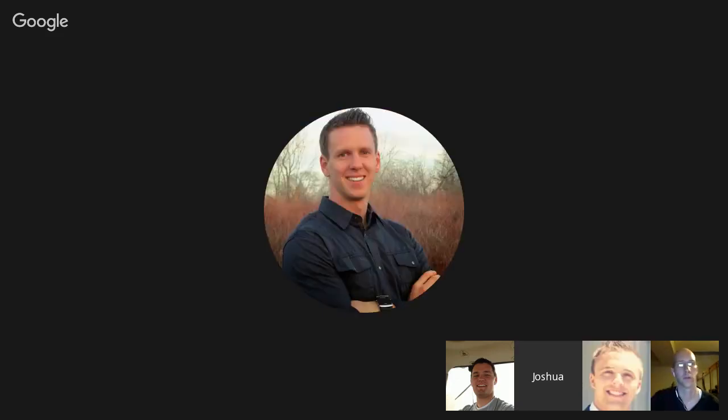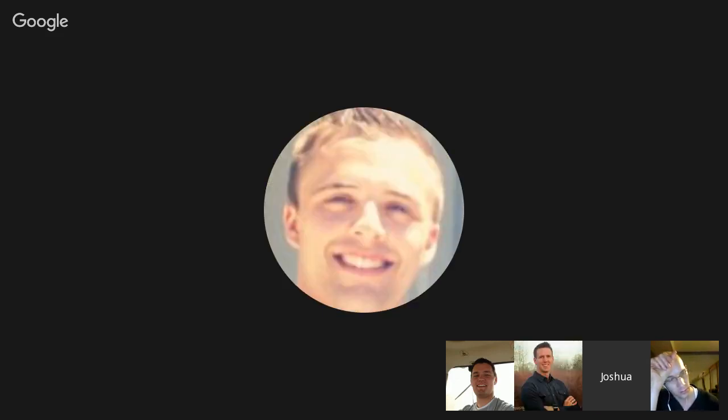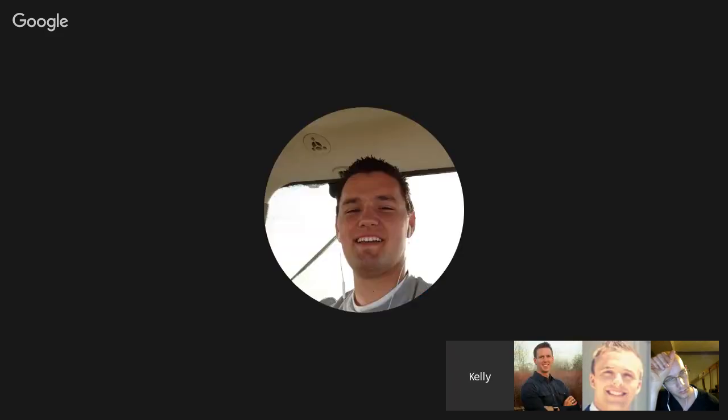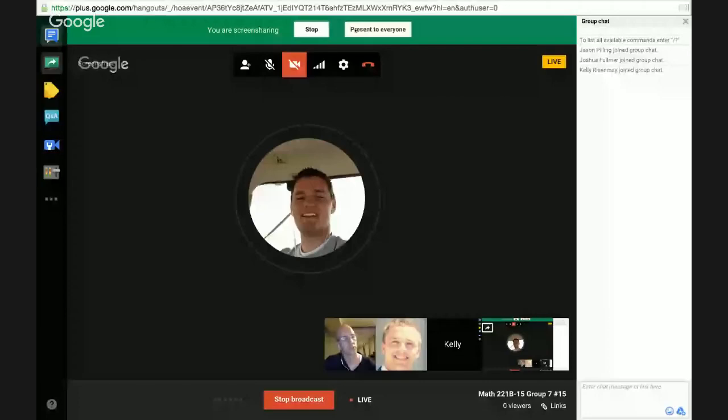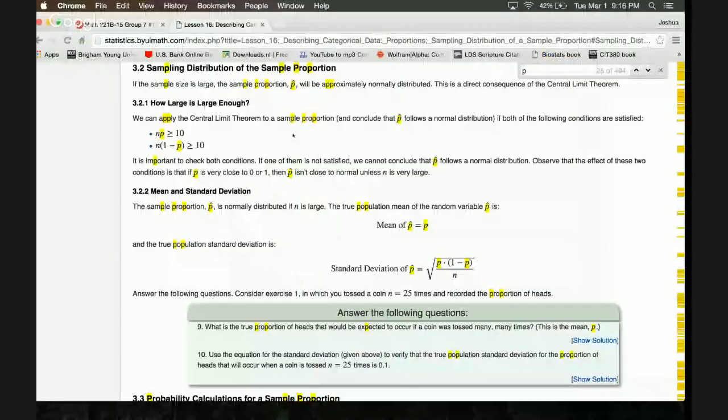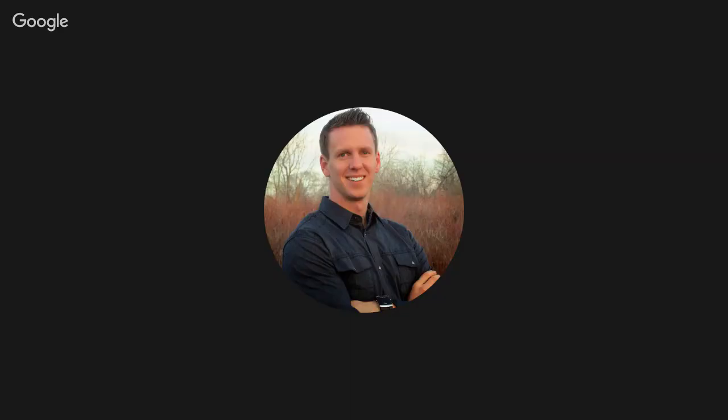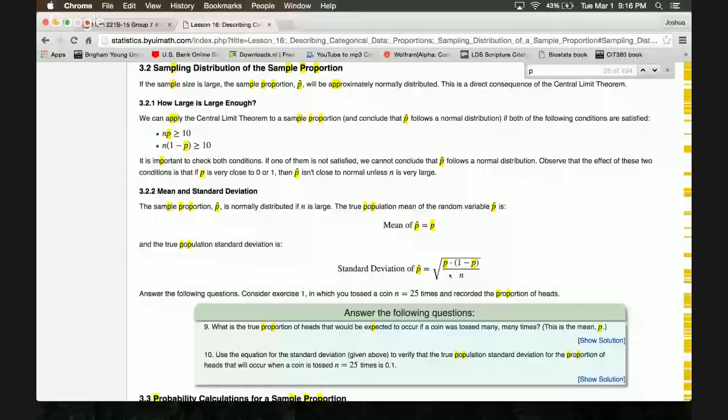What is the standard deviation of p hat? Here, I'll screen share. I have it pulled up right here. We just take p times 1 minus p, divided by n, and square root the whole thing. If someone wants to plug and chug. I'm getting 0.1. Does someone want to double check?